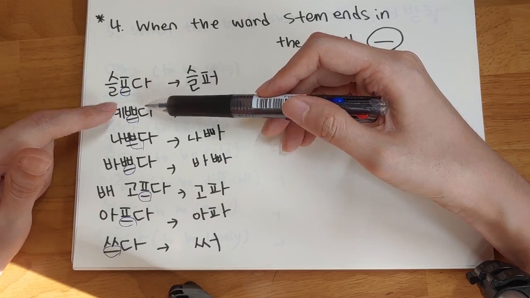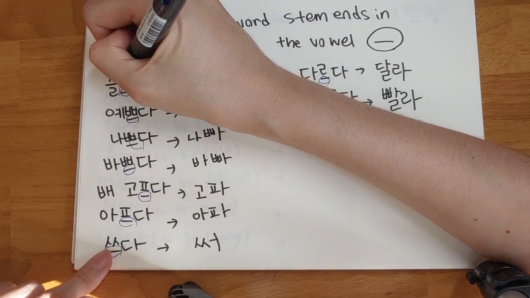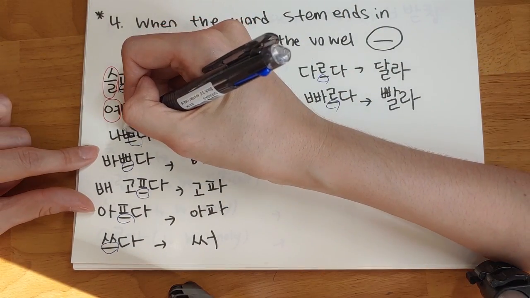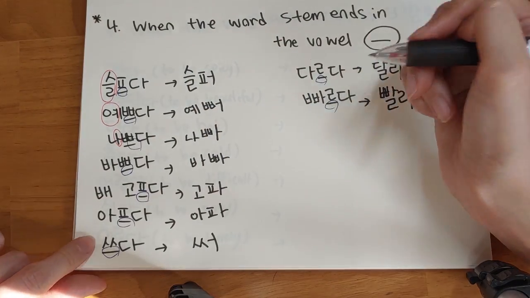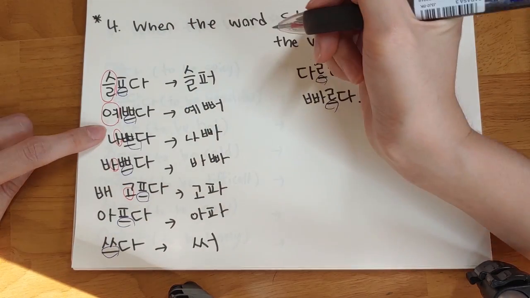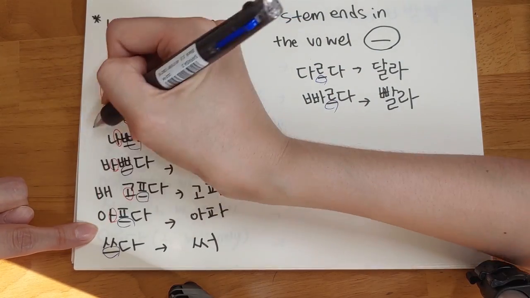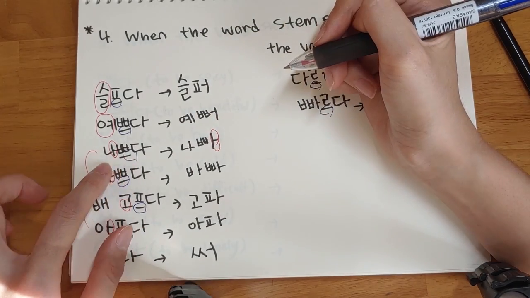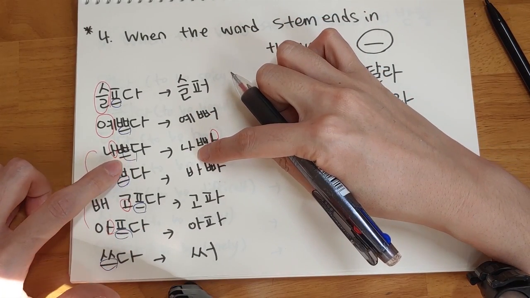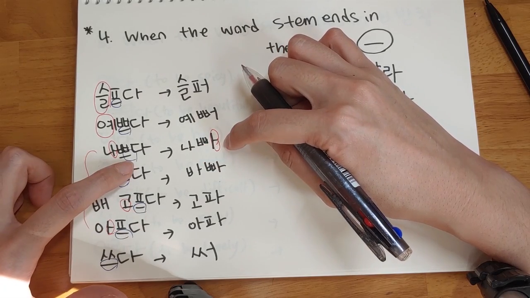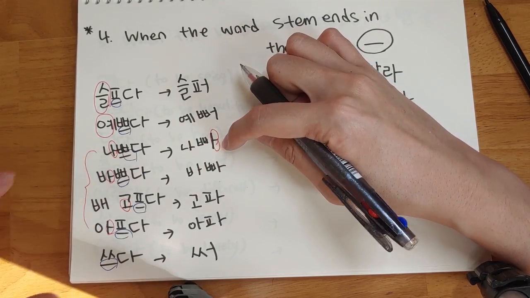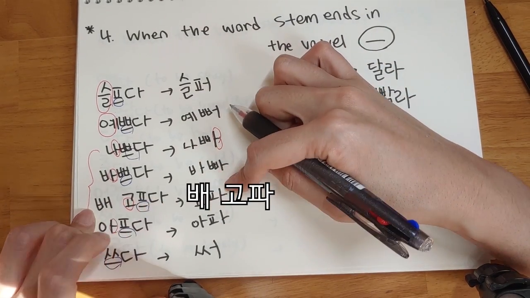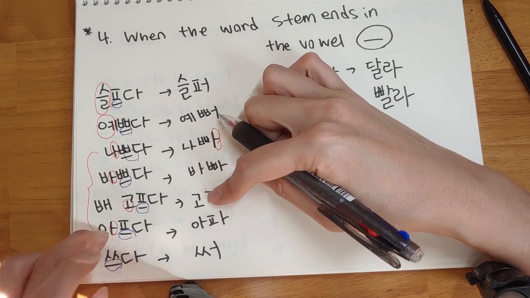So when the adjective stem ends in 으, you have to look at the letter before it. If the letter before it has the vowel 아 or 오, you can replace 으 with the vowel 아. So you take out the stem, delete the 으 vowel, and then put 아. So 나쁘다 becomes 나빠. 바쁘다 becomes 바빠. 배고프다 becomes 배고파. 아프다 becomes 아파.